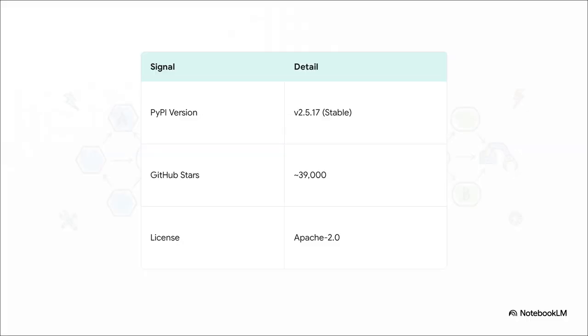First up is Agno. Just look at the stats here. It's the seasoned veteran, right? It's been around, it's stable, it's got a massive community of nearly 40,000 developers on GitHub behind it, and the license is business-friendly. It's as reliable as they come. If you need a rock-solid foundation for your AI mesh, Agno is, frankly, the obvious choice.